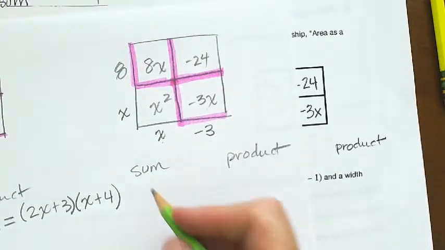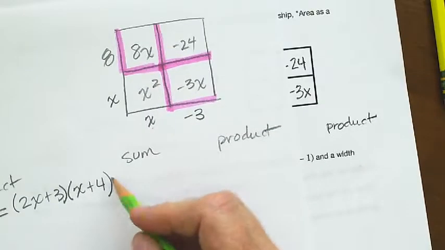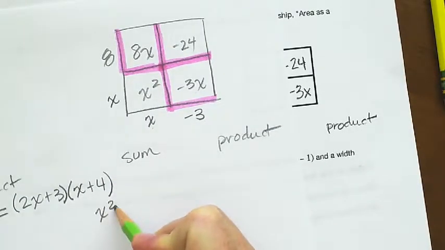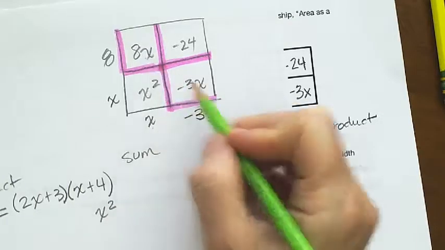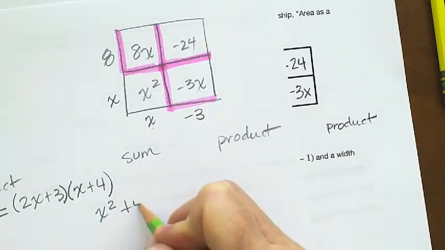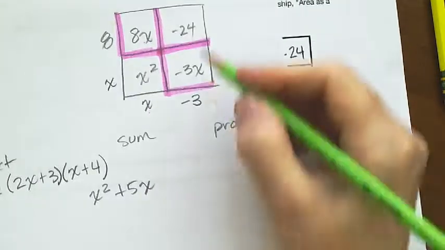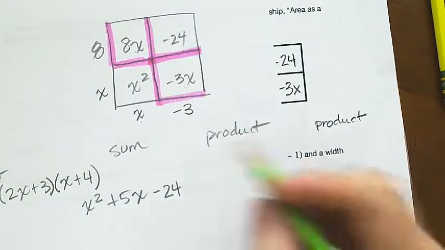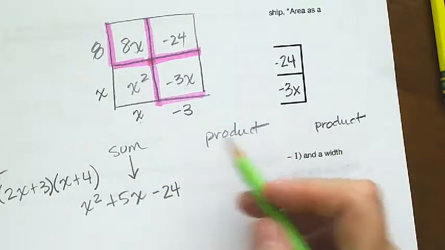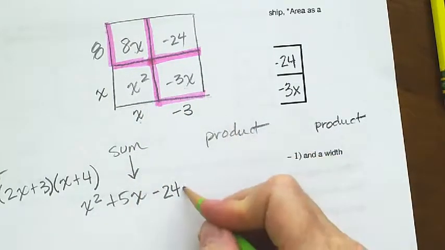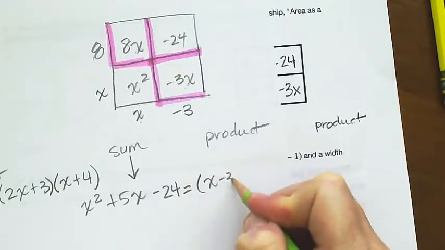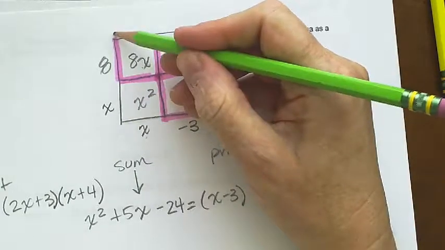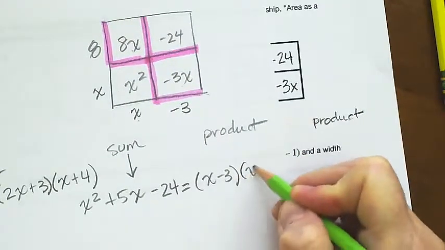Okay, so my sum would be, I'm going to write it down here, x squared, positive 8, negative 3, that's going to be positive 5x, minus 24, that's my sum. Product, length, x minus 3, width, x plus 8.